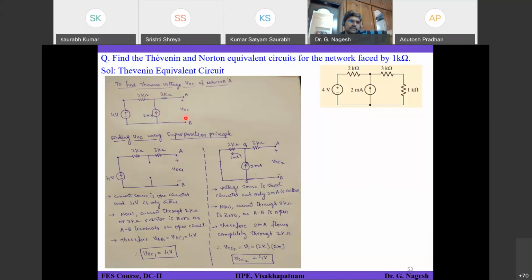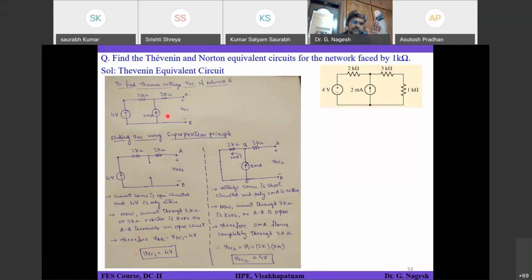When it is open circuited and considering only one source, there are 2 sources, so I am considering finding VOC in 2 stages. At stage 1, the current source is open circuit. When the current source is open circuit, this is the circuit you are left with. So what will be the voltage? When it is open circuit, no current flows. The entire 4 volts will appear across these 2 terminals. That is called VOC1, which is 4 volts.